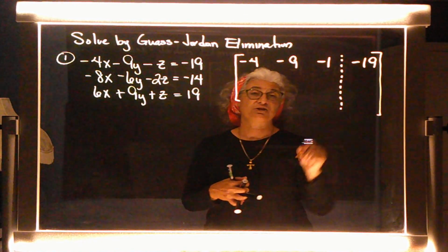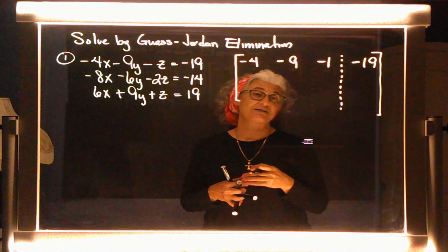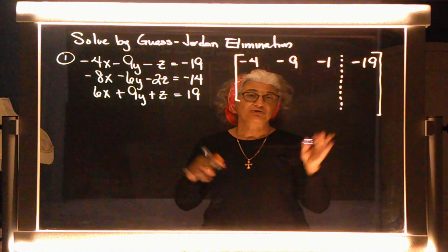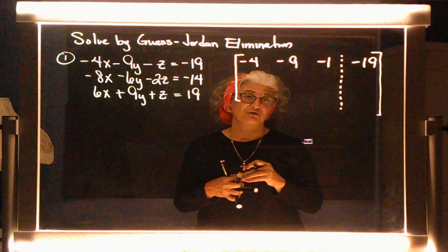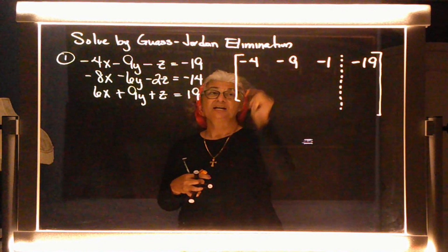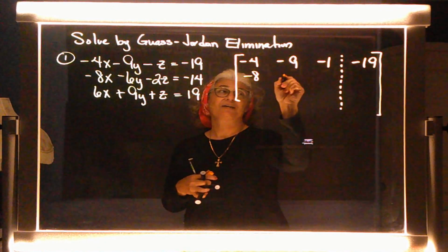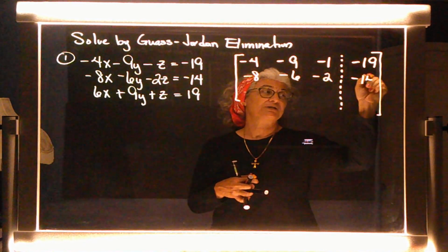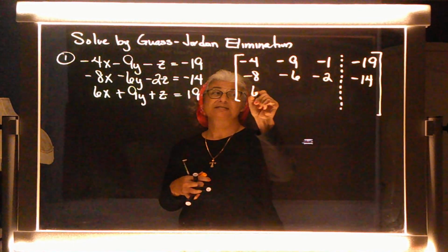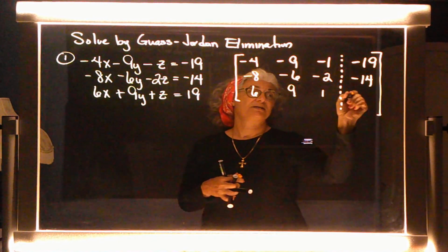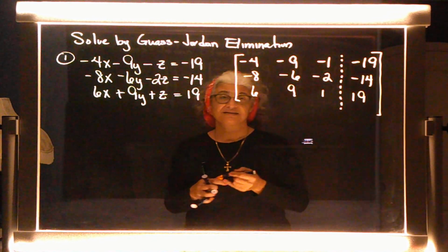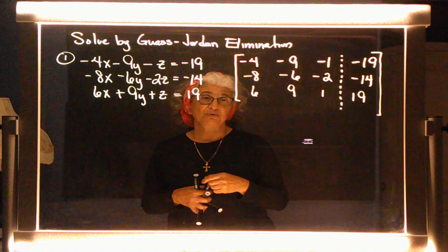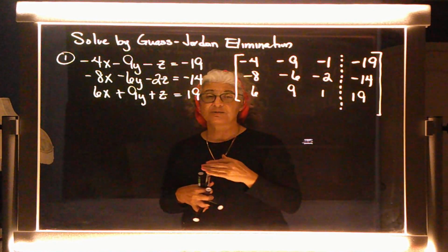I still think it's very good to put it in because it tells me that's where the equal to sign should go. So it helps me delineate between the two. Got it? Now my second row is -8, -6, -2, and -14. And my last row is 6, 9, 1, and 19. This is why it's extremely important that the equations are set up correctly.